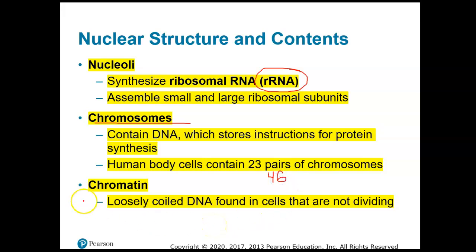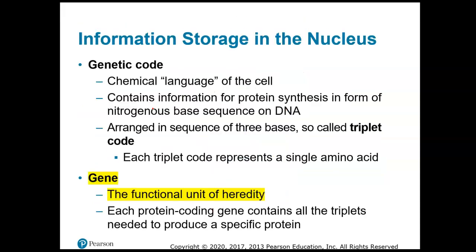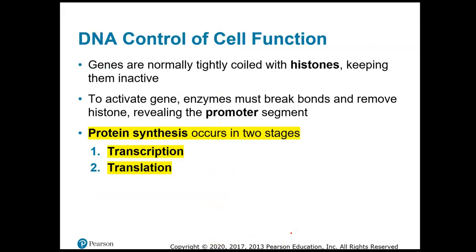And chromatin is the loosely coiled DNA that is found in cells that are not dividing. So if a cell is not dividing, the DNA takes the form that we call chromatin. If the cell is actively dividing, then the DNA is in the form we call chromosomes. A gene is defined as a functional unit of heredity. It's a piece of DNA basically that codes for a protein. A gene codes for a specific protein.